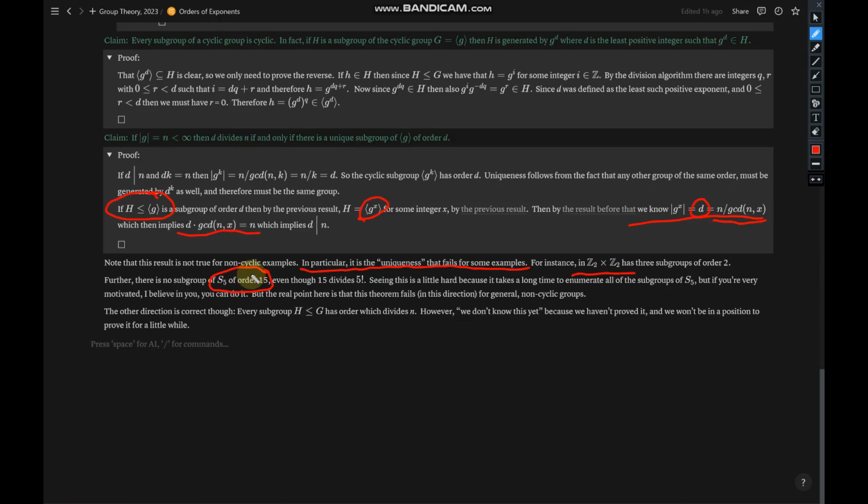However, there is one piece of this that does generalize to arbitrary groups, and that is the fact that if you have any subgroup, its order must divide the order of the group. This will be an important result, and it is one of the main results of basic group theory. It is true and very important, but we won't be able to prove it until a few videos from now.